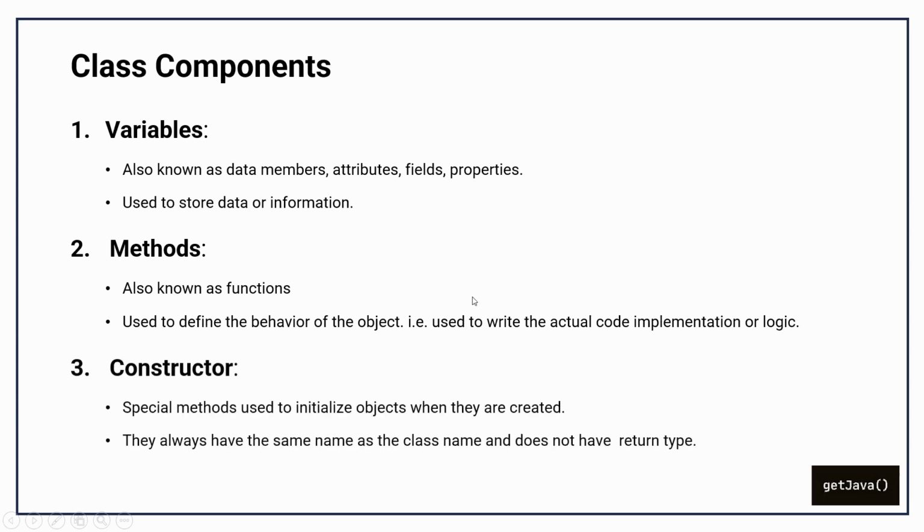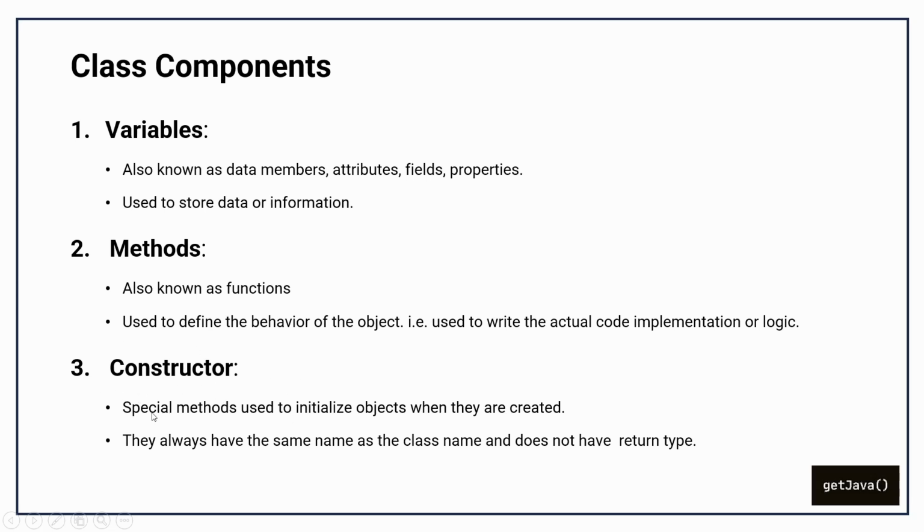And the third component is constructor. Now what is a constructor? It is a special method used to initialize objects when they are created. So we have a class, how can we create an object from that class? For creating the object, we need a constructor. So the name itself is self-explanatory. It is a constructor. It is used for constructing objects. If you want to create an object using a class, you can make use of a constructor.